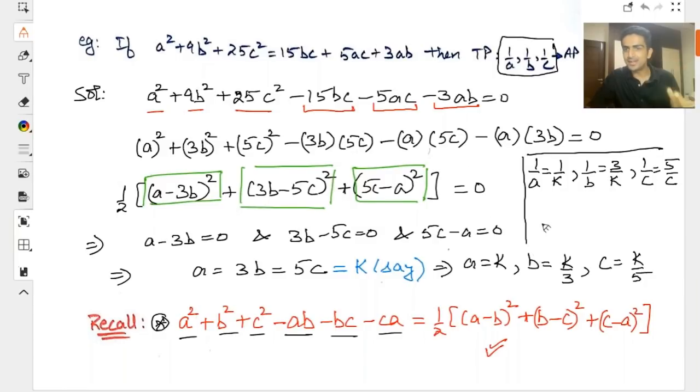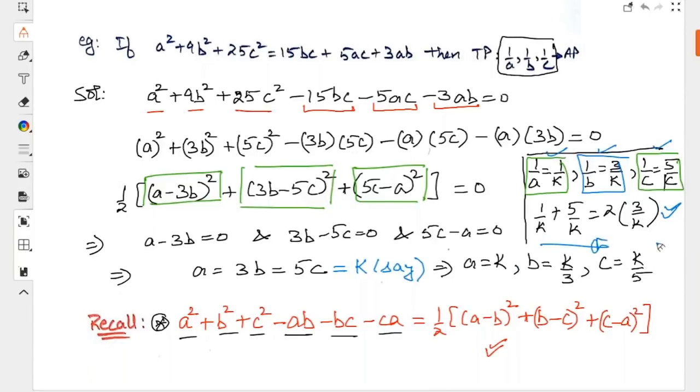We know 3 numbers are in AP when the sum of the first and third term is equal to twice the middle term. Sum of first and third term is equal to twice the middle term. Yes, it is so. It is 6K equal to 6K. So these 3 numbers are in AP. That is all.